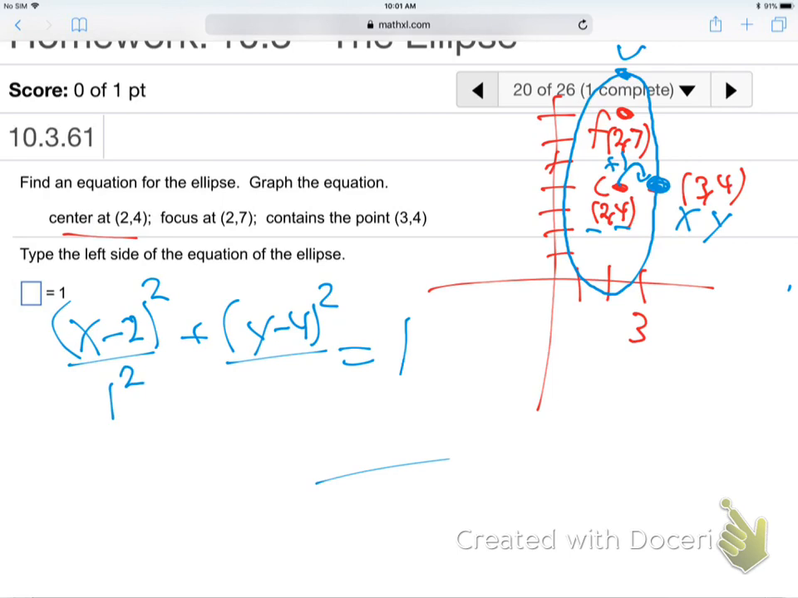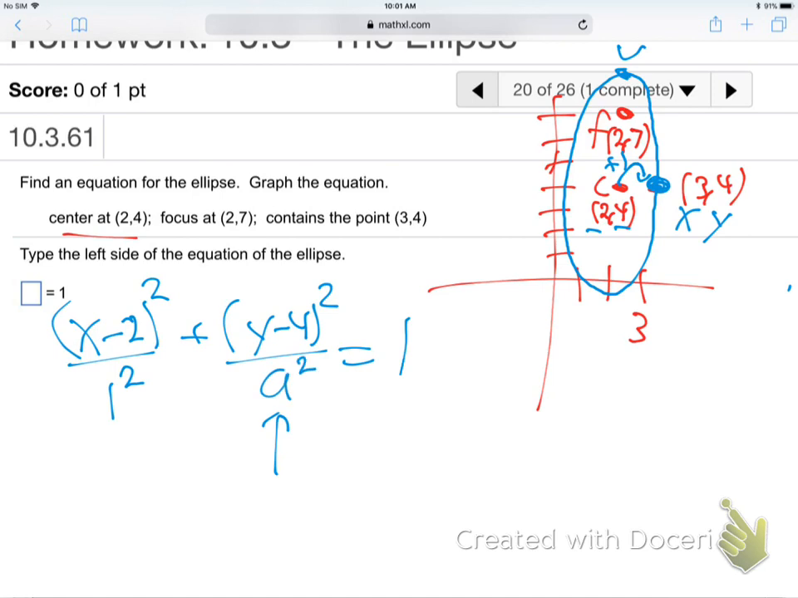You guys with me? Remember, what's underneath x is how far right and left. What's underneath y is how far up and down. I don't know how far up and down, but I know how far right and left. It's right 1 because the center's 2, 4, and it's hitting the point 3, 4. That good? Now, what's underneath y? How do I find that? Well, is it A or B? What's underneath y? Is it A or B? It's A squared because it's the bigger.